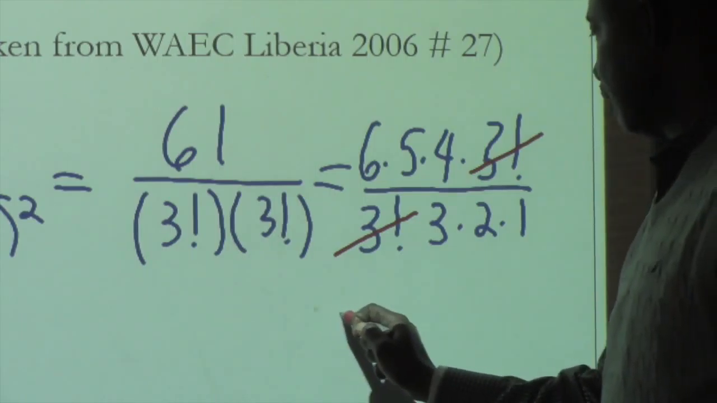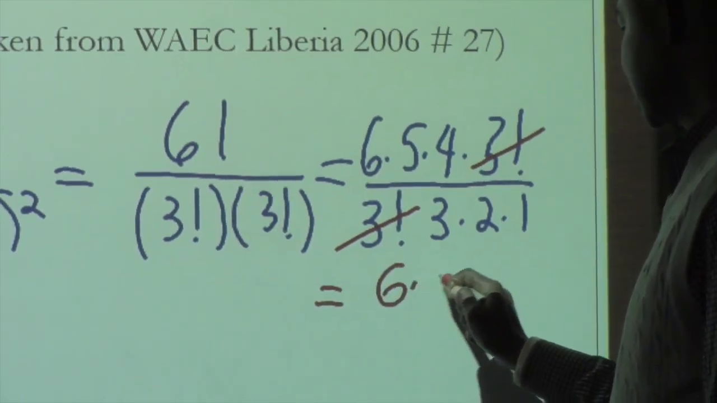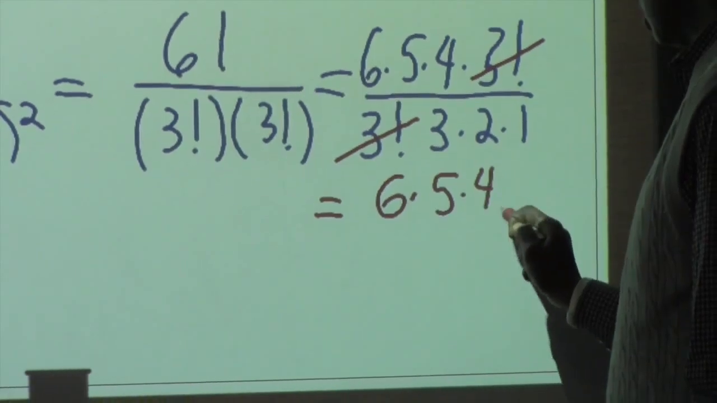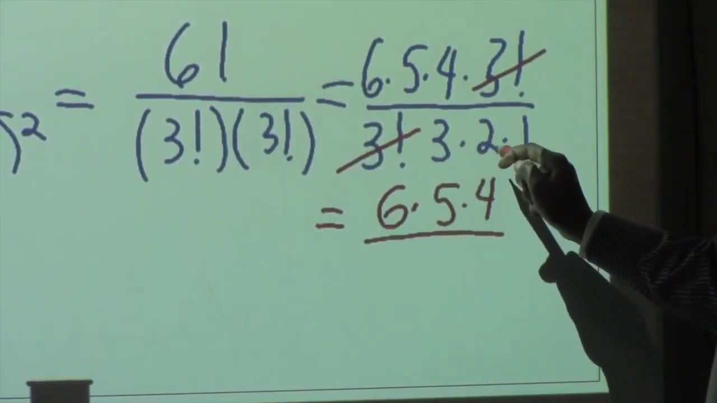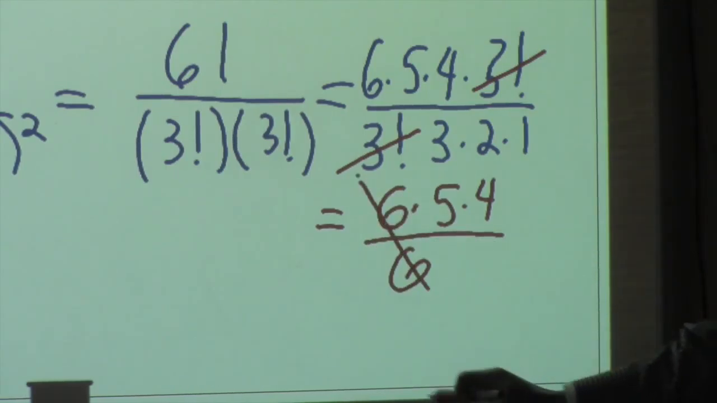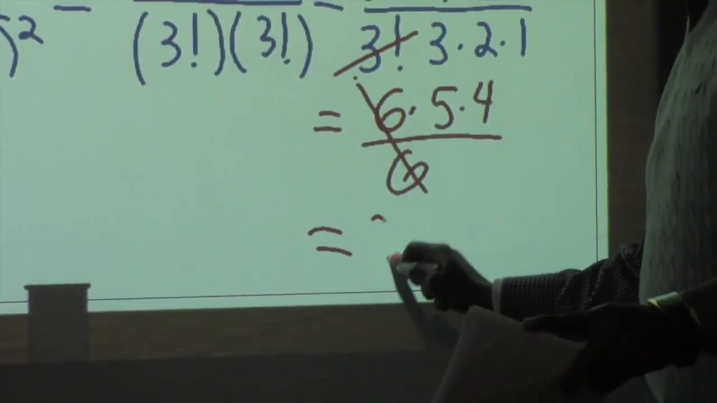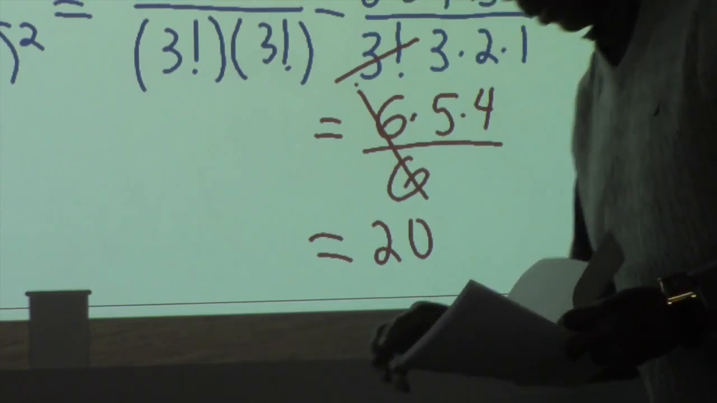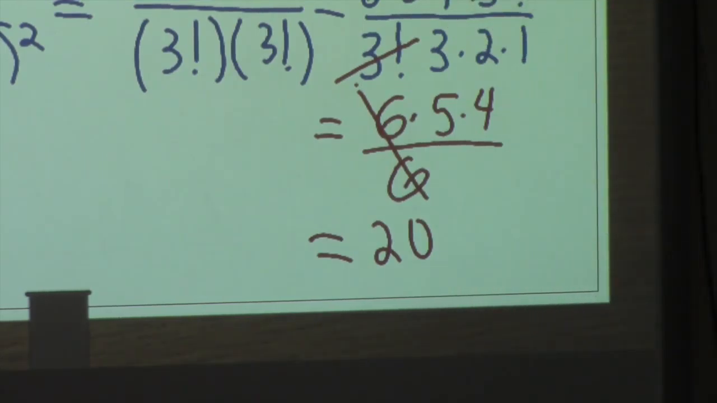So now I'm going to be left with what? 6 times 5 times 4. And at the bottom here, 3 times 2 is 6, times 1 is 6. I'll be having a 6 here, and this will cancel. And my answer here will just be what? 20. Okay? Very simple, very basic way of calculating it.